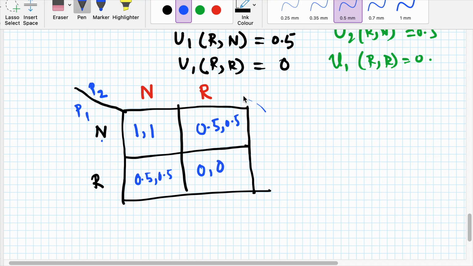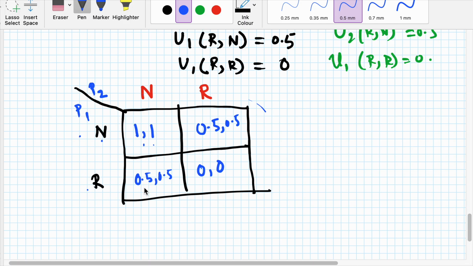So this is the way of representing a game in a normal form, in a tabular way. This is called the normal form representation of the game that we have presented here. In the row I am denoting the action of player 1, N and R. In the column I am denoting the action of player 2, and each cell is representing the utility of player 1 comma player 2.